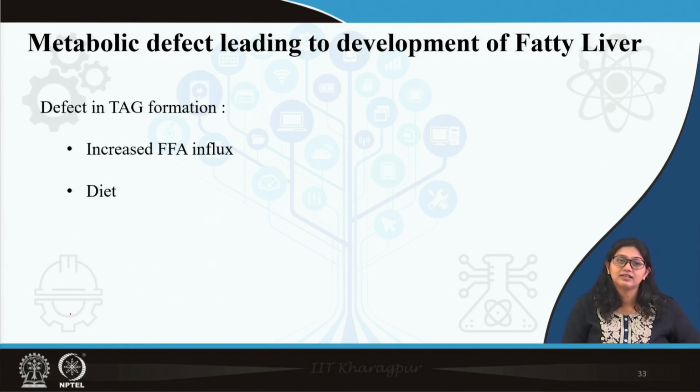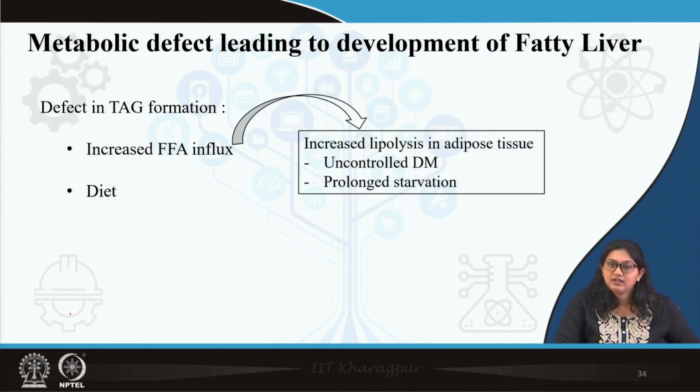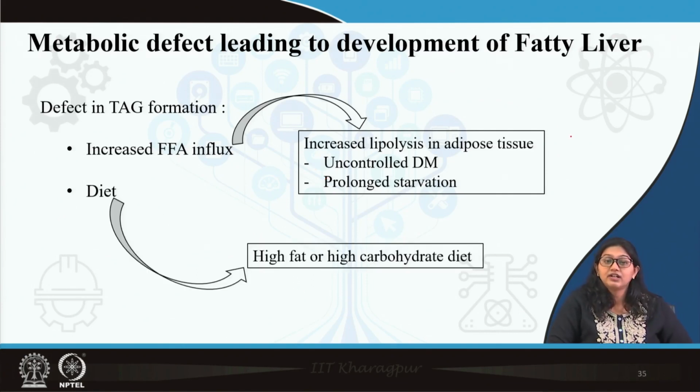Let us see more in details. What are the causes of increased free fatty acid influx? If there is increased lipolysis from adipose tissue, that can cause increased free fatty acid flux. The condition can be uncontrolled diabetes mellitus or prolonged starvation, where there is increased lipolysis, which I have already discussed in integration of metabolism. Then diets which contain very high fat or high carbohydrate, because carbohydrate can form fat in liver, and those can be the influx for TAG or triacylglycerol formation.